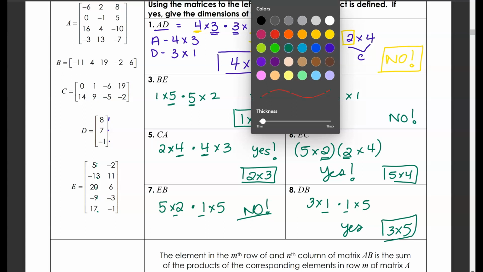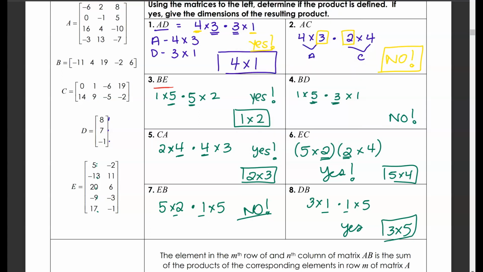So I want to point something out real quick right here. Notice I have B, E, and EB, right? Notice how the multiplication of these two matrices matters. Order does matter, because if I do B times E, then they match. And so I can, in fact, multiply. I ended up with a 1 by 2.